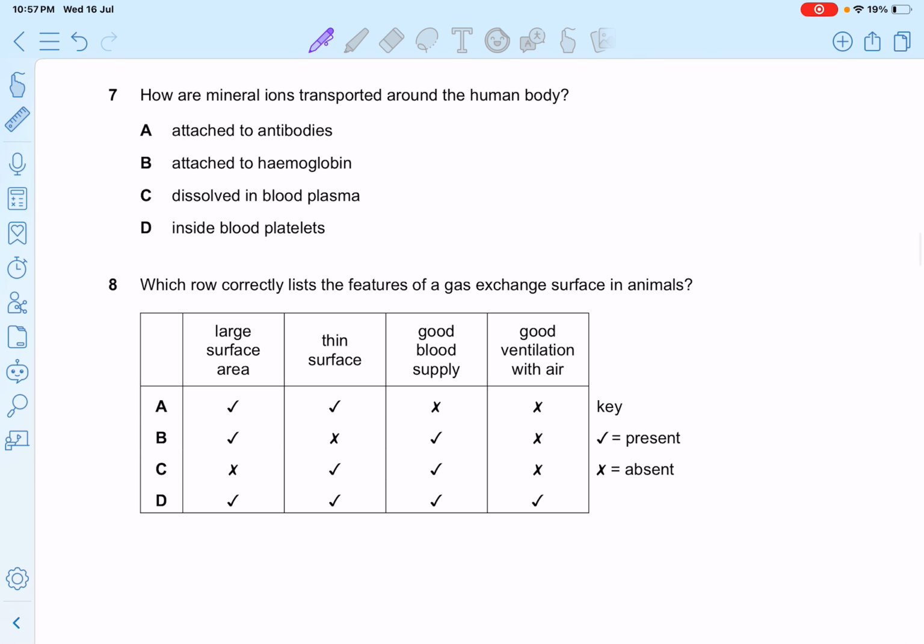Question 7. How are mineral ions transported around the human body? Attached to antibodies? No, it is not attached to the antibodies. Attached to hemoglobin? No. Dissolved in blood plasma? Yes. Inside blood platelets? No. So the correct answer is C.